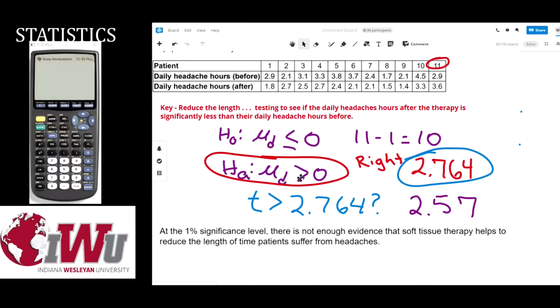Now, if the alternative was true, the difference would be greater than 0, so it did actually reduce the time for the headaches. But since we did not reject the null, at the 1% significance level, there is not enough evidence that the soft tissue therapy helps to reduce the length of time patients suffer from headaches. Okay.